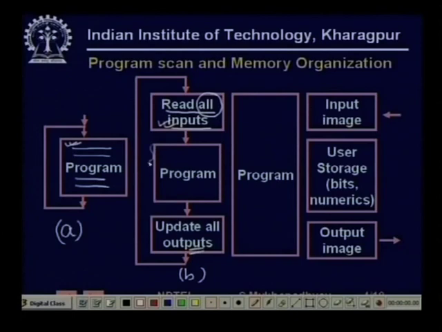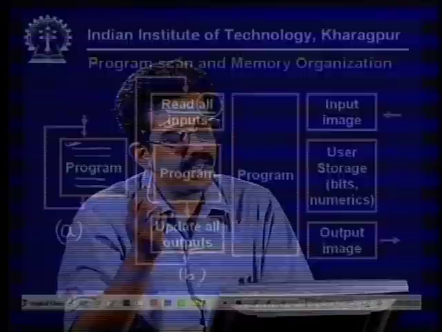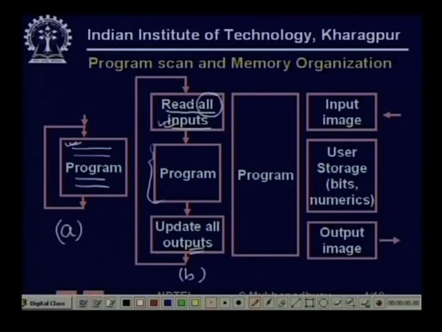That does not happen. After all the logic of the program is executed, at the end all the output values which go to the external world, in the sense of various switches, motor starters, lamps, indications, are all updated at the end of the cycle, and then the cycle repeats, namely the next cycle of inputs are read. So, this is the typical way that a PLC program scan takes place.